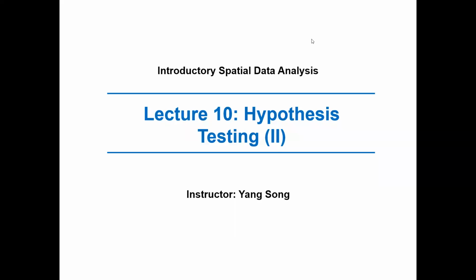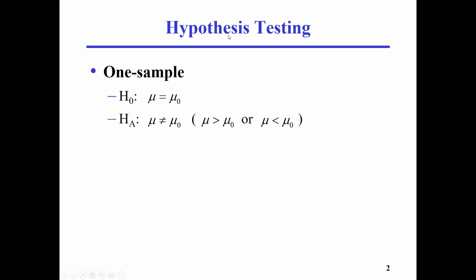In lecture 10, we're still going to discuss hypothesis testing, but we will focus on two sample tests. In lecture 9, we learned one sample test. H0 is always mu equals mu 0, which is an assumed population mean. The alternative hypothesis could be that mu is not equal to mu 0 for a two-sided test, or mu is larger or smaller than mu 0 for a one-sided test.